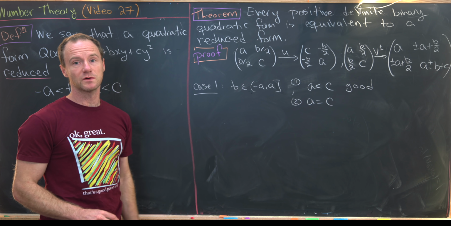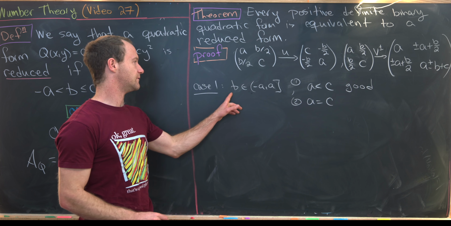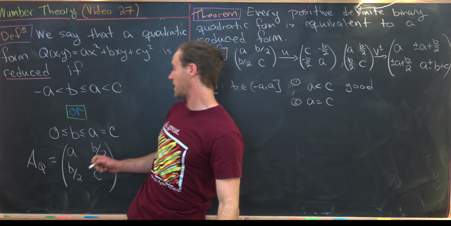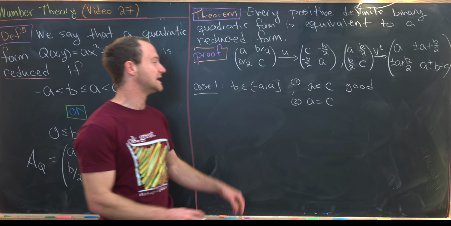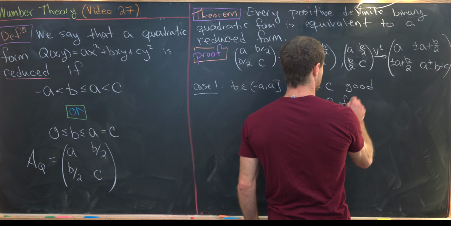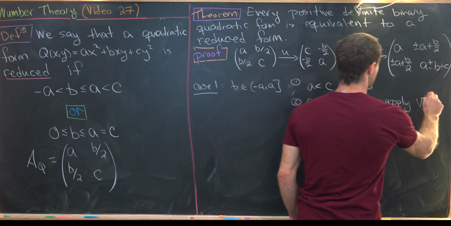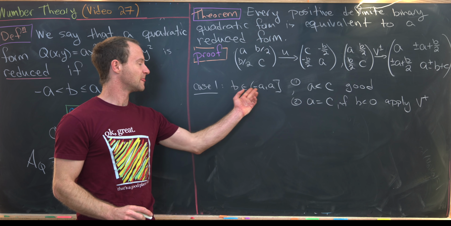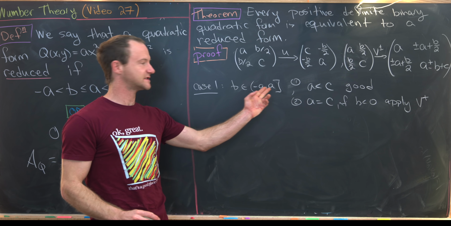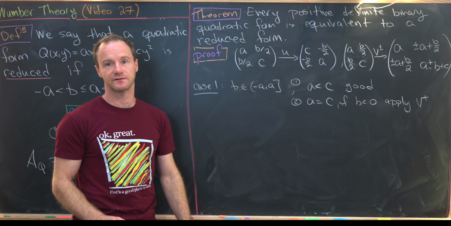So if A equals C, we might be good. If B is positive, then we're good to go by this rule over here. But if B is negative, so let's write that down. If B is less than 0, what we'll do is apply V plus once. And that'll take something from the negative part of this interval to the positive part of this interval.